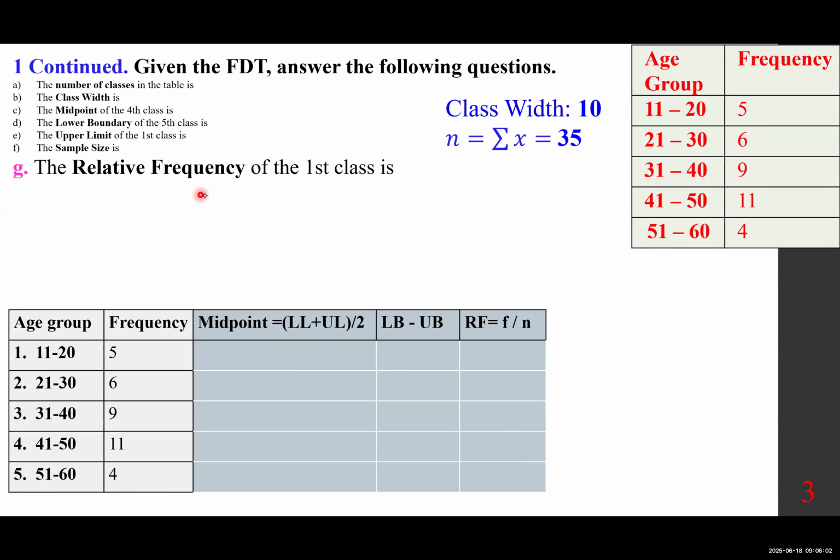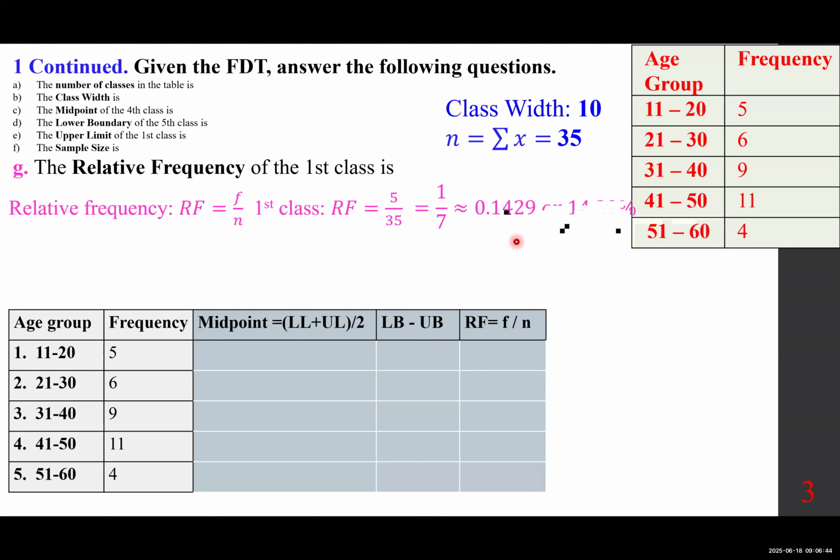The relative frequency of the first class, or for short, RF, is the frequency divided by n. That's the definition. So if you recall from the previous page, this one is given, this one is given. Now n is 35, class width is 10. So f over n. For the first one would be 5 over 35, second one 6 over 35, so on and so forth. So 5 over 35 is 1 over 7. By the way, you have to put it in lowest terms anytime you're dealing with a fraction. So the answer is 1 over 7.